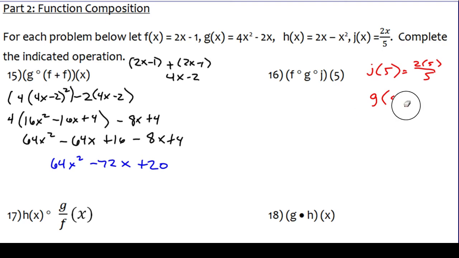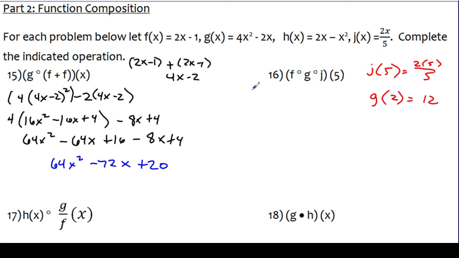So I'm going to say this is going to be g composed with 2. Let me get that 4 out of the way. We want a 2 there, right? So I got a 2 to come out of j, so I'm going to plug a 2 into g and find out what comes out. Well, that's going to be 4 times 2 squared, which is 4, times 4 is 16. 16 minus 4 is 12. Okay, so when I plug a 2 into g, it looks like I get a 12 to come back out.